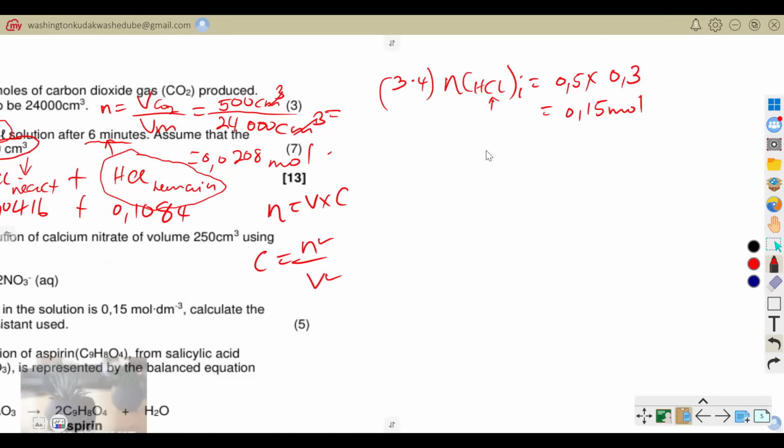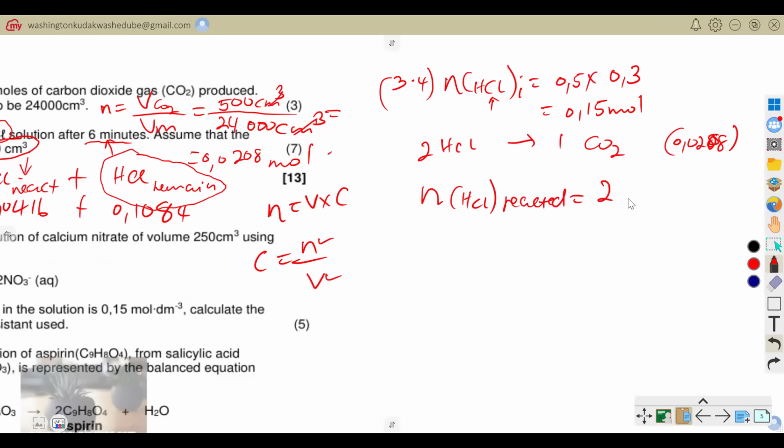And then in the reaction, we saw that HCl was having 2 moles reacting to form 1 mole of carbon dioxide. And then the total number of moles of carbon dioxide that we found was 0.0208. So we would know that the number of moles of HCl that reacted will be equal to 2 times that of carbon dioxide, which will be 0.0208. And then this one gave us 0.0416 moles.